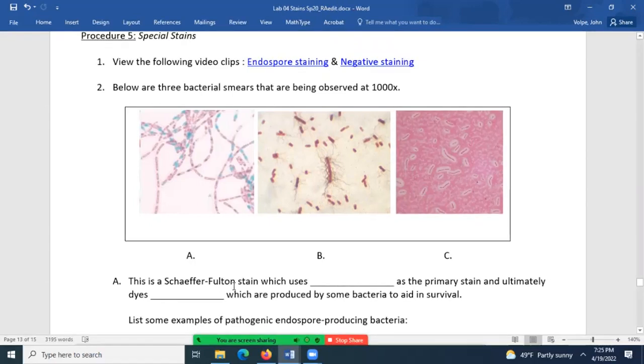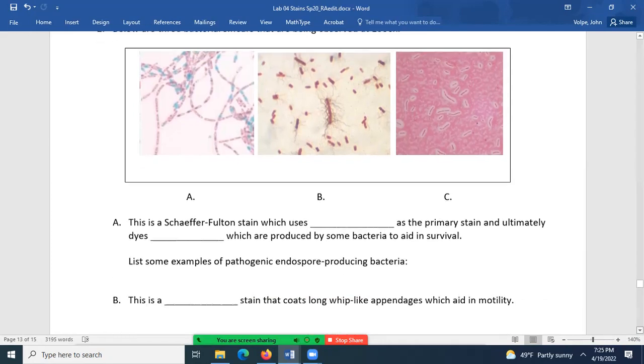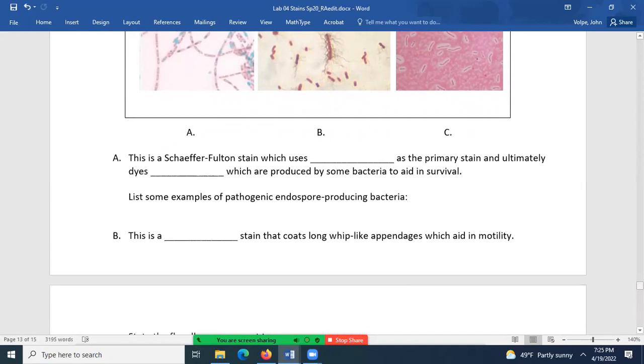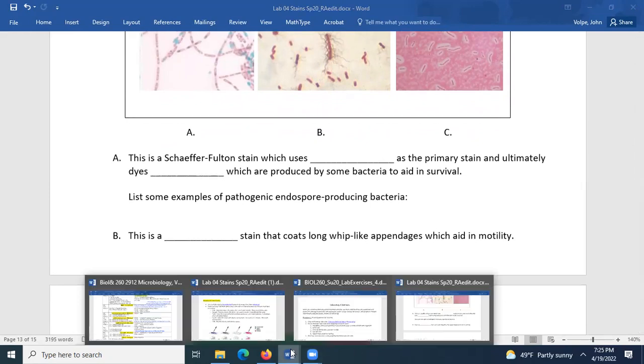It's the Schaefer-Fulton stain. You have to state what stain is being used as the primary stain, and ultimately what it dyes, what it colors. And it says these are produced by some bacteria to aid in survival. List some examples of pathogenic endospore producing bacteria. You can get that from the lab manual.